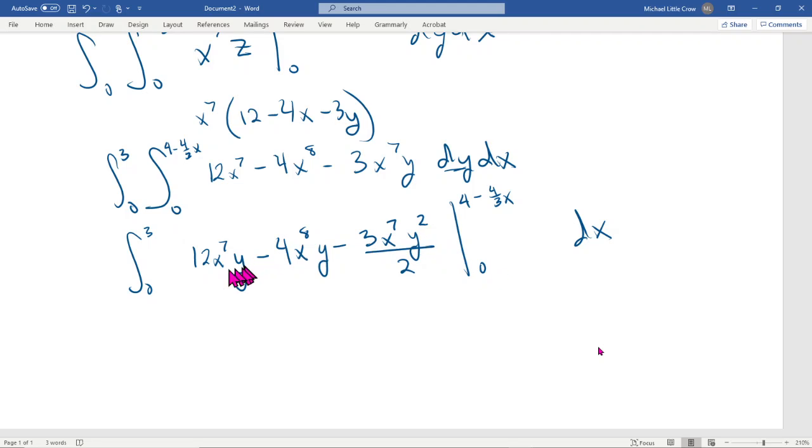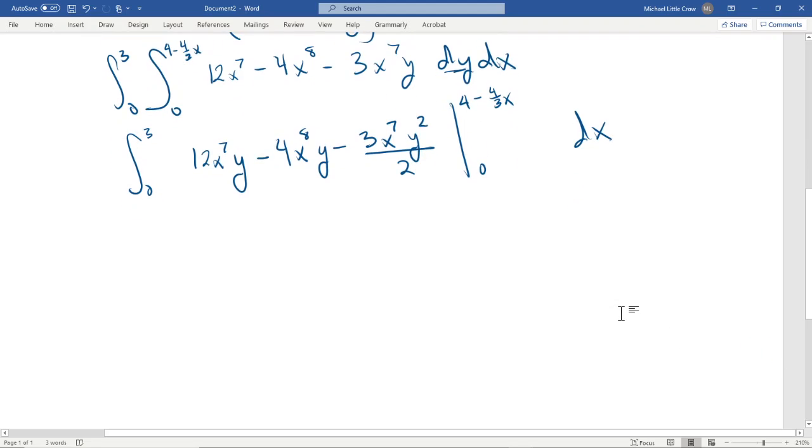Plug in 0 for y. That's all going to be 0. Good thing we used that boundary. And then we plug in 4 minus 4/3 x. Now, one thing you could see, we could factor out a y. Is that going to be the better way to do it? I don't know. It's going to get messy any way we do it. Yeah, let's just do it.